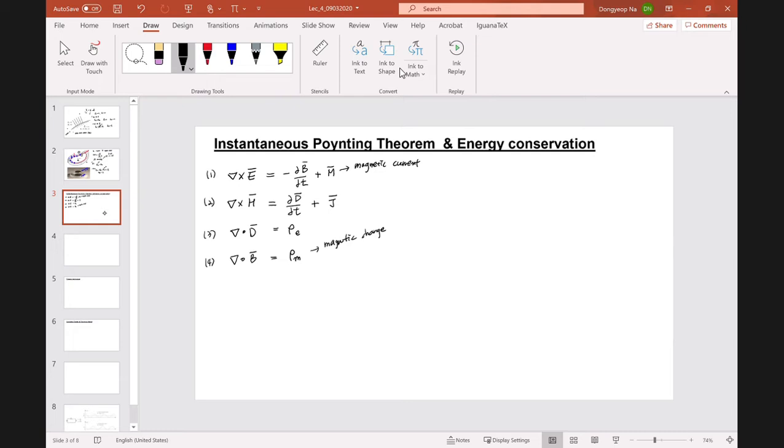And also I would like to make a comment that we need to find the solution for the electric field and magnetic field. We have two unknown fields. That means that we need to solve only 2 equations. However, we have 4 equations here. So in fact, equations 3 and 4 can be derived from equations 1 and 2 by invoking the continuity equation.